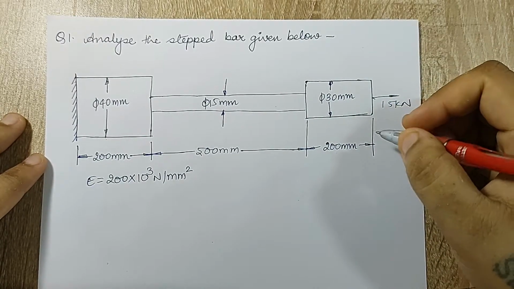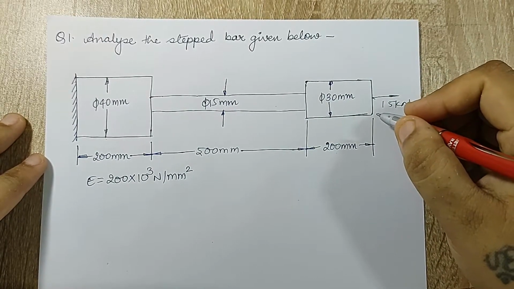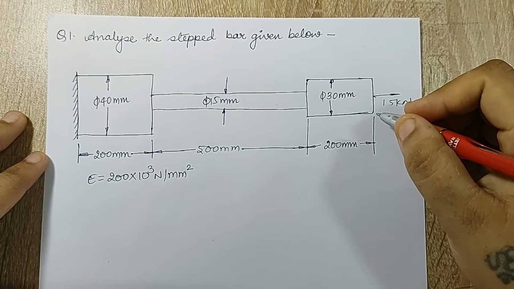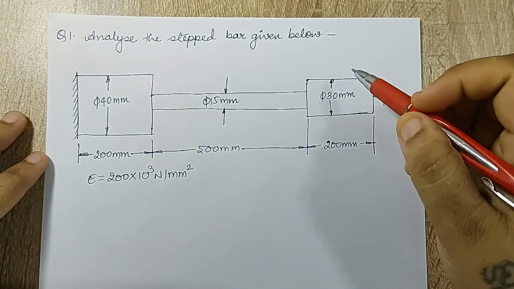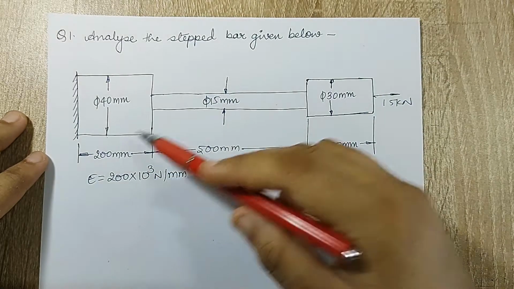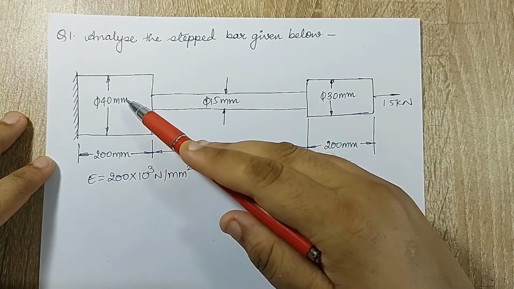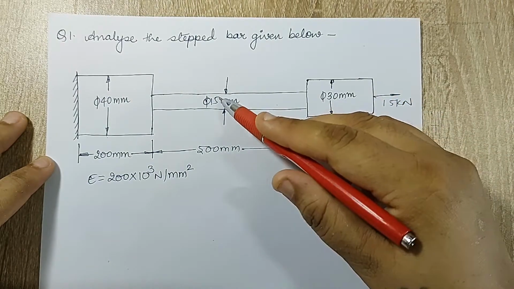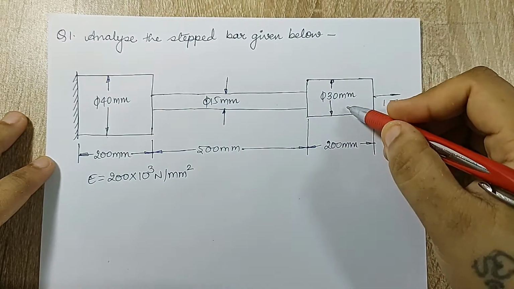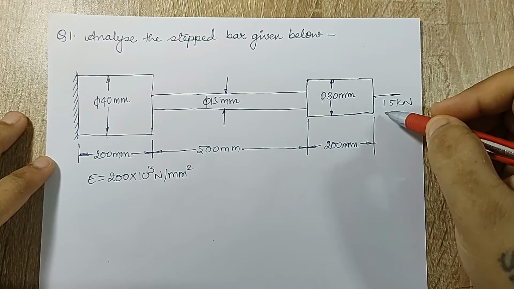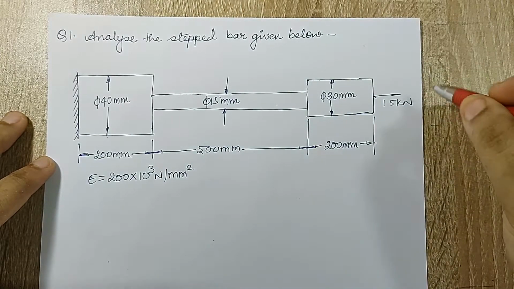First few numericals will be based on strength of materials or mechanics of solids as you would know it. Analyze the step bar given below. This is the step bar given to me. There are 3 bars over here. The first one has diameter 40 mm, second bar has diameter 15 mm and the third bar has diameter of 30 mm. The length of each bar is given to me.